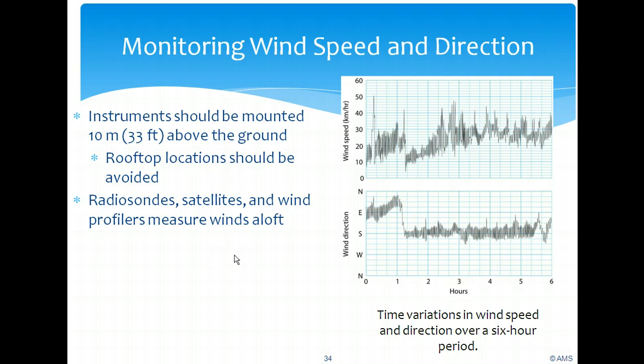Here's an example of some of the traces of time variations in wind speed and direction for approximately a 6-hour period. So by analyzing these graphs, we can determine wind speed over time.